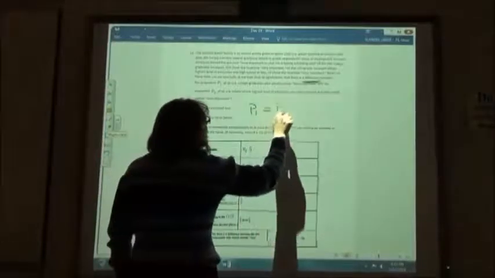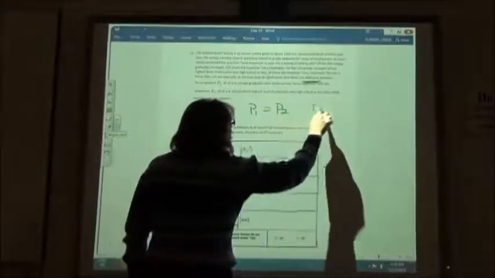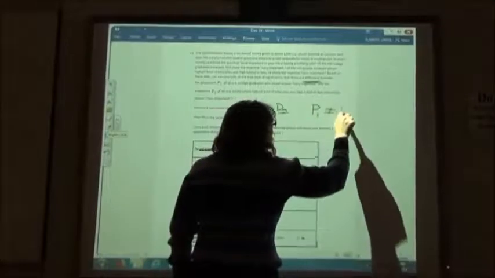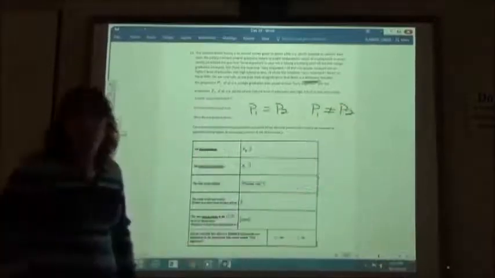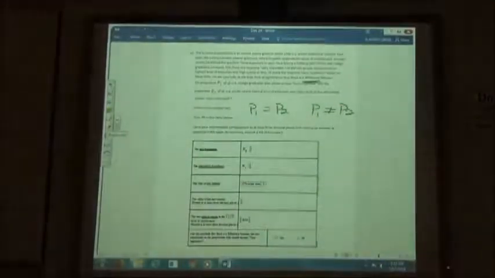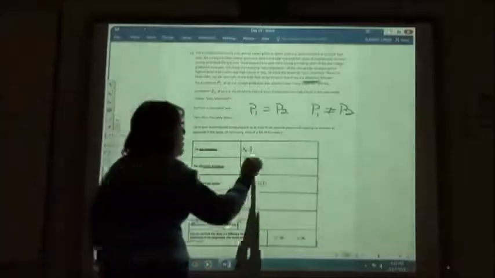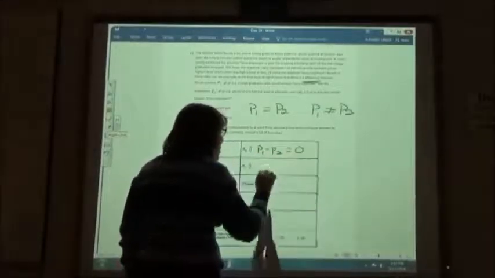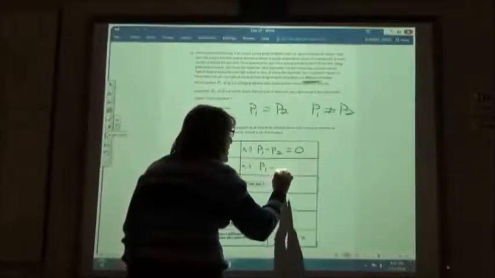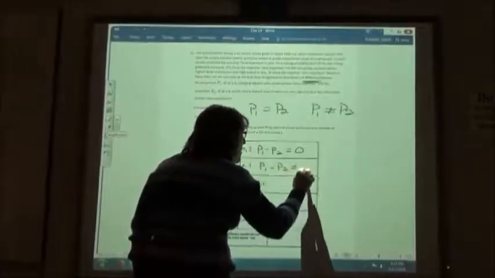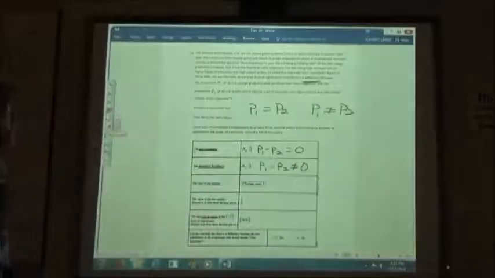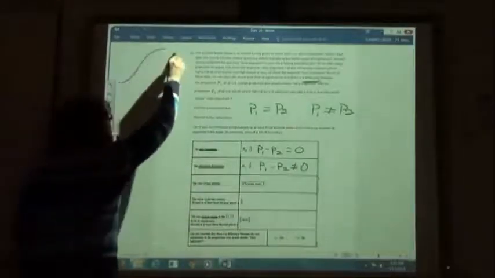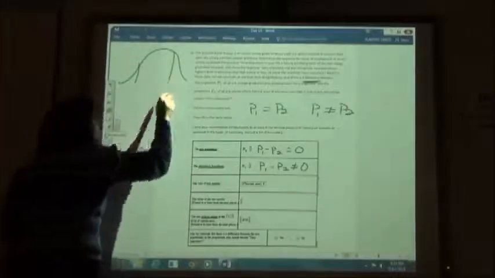P1 being equal to P2 or P1 being not equal to P2, but of course they're going to rearrange those and set them equal to 0, right? So P1 minus P2 either equals 0 or P1 minus P2 being not equal to 0. They are different, right? So again, this one's going to be one of those two-tailed tests because it's an equal and a not equal.